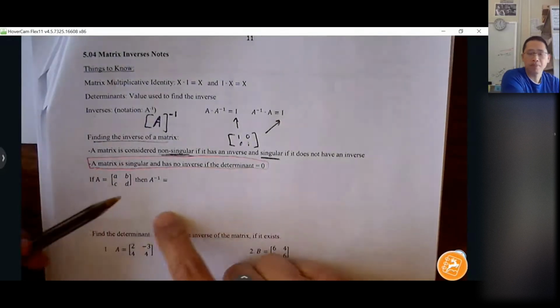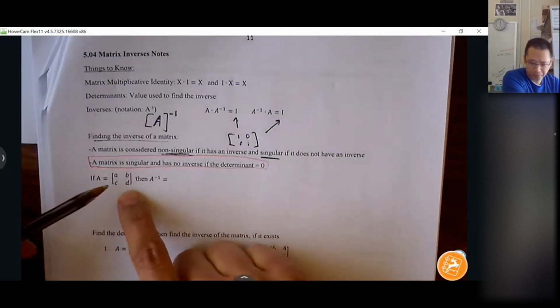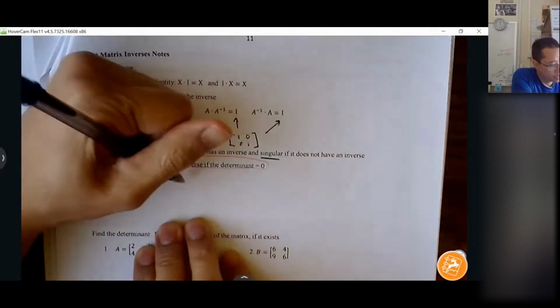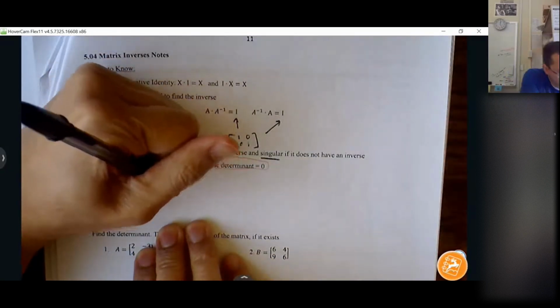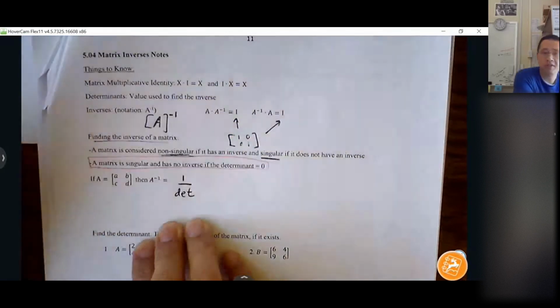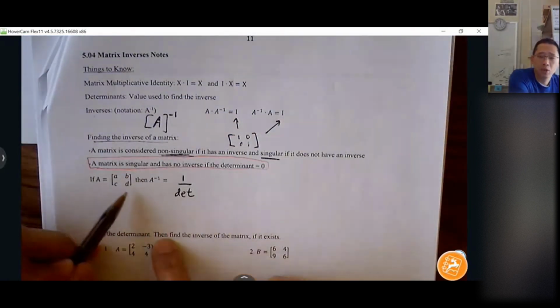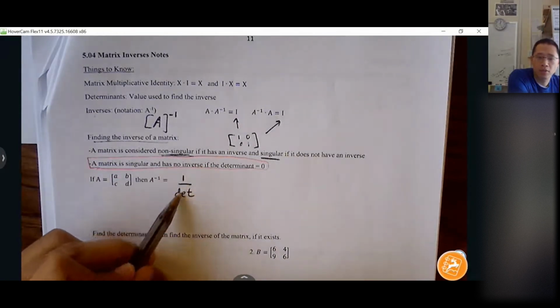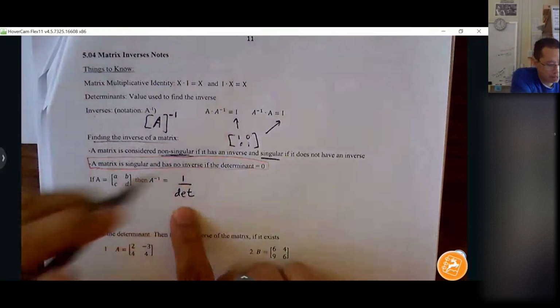Okay, so here's the formula. If I have a 2 by 2 matrix, and I want to find the inverse, here's the formula. The formula is 1 over the determinant. We already know how to find the determinant, right? It's AD minus BC. We're going to find that number and put it in the denominator of a fraction, 1 over that number.